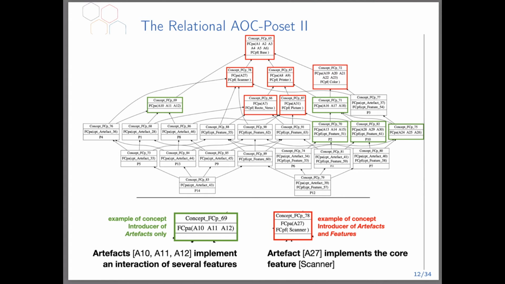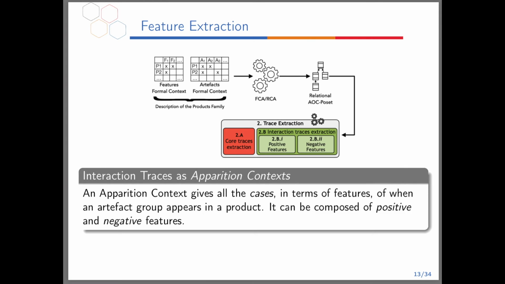The red concept represents what we call the core implementation of a feature, since it links a feature directly to a set of artifacts. For instance, artifact 27 is the core implementation of the feature scanner. Thus, removing artifact 27 will remove the feature scanner from the product. The concept in green, only mentioning artifacts, represents the implementation of a feature interaction that is yet to be determined. So at this point, the core features are found, but not their interactions.